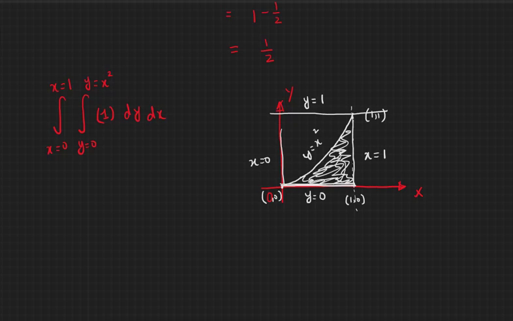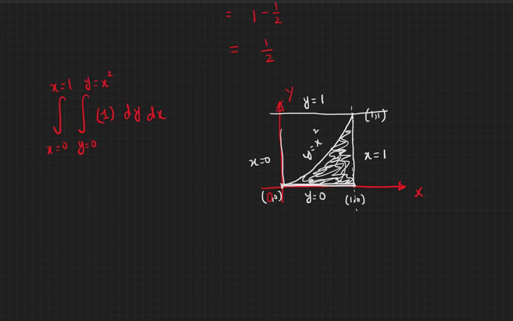Now we are concerned about the limits of integration in horizontal direction. Horizontal direction should be from left to right. Since we are concerned about this shaded region, so we have to move from this line to this vertical line, right? Vertical line, we already know that it is equals to x is equals to 1. But what about this line?